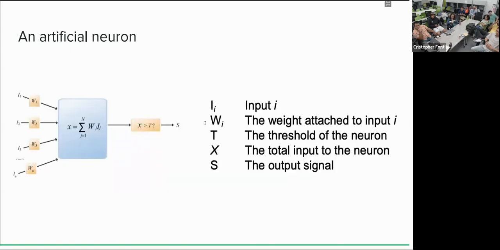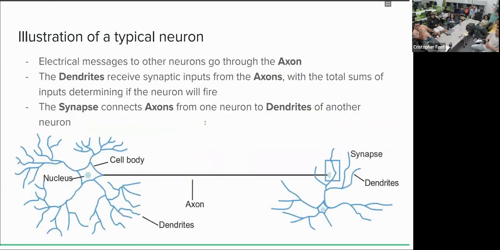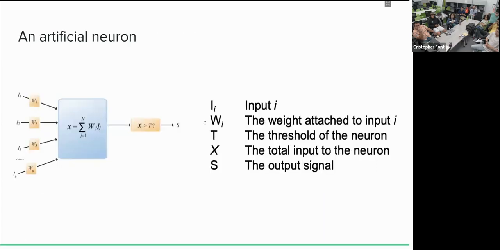So first off, very basic, the artificial neuron. Does everyone understand what everything here means? This sigma is just the sum. It's the sum from i to n of the different weights and inputs that come into this neuron. Like we previously mentioned, there are electrical messages that go to other neurons from the axons. So you can think of this input as an electrical signal that's going into a neuron. And the weight, you can think of it as the synapse between the dendrite and the axon of a neuron. So it's the connection between the input and the summation of the inputs.